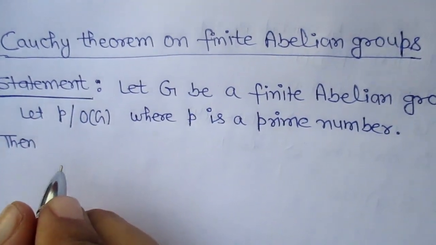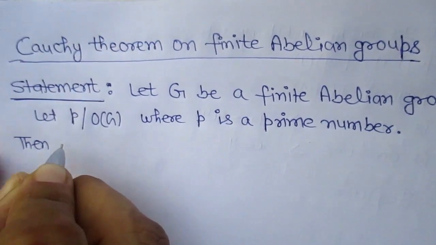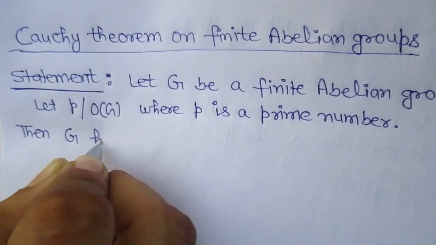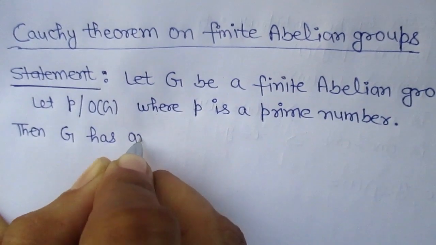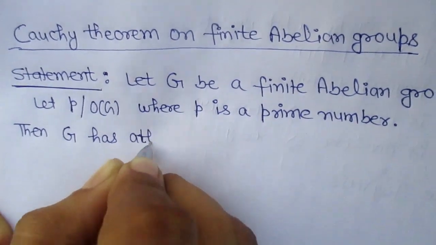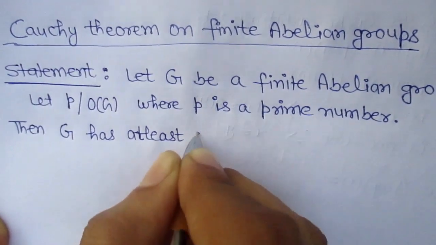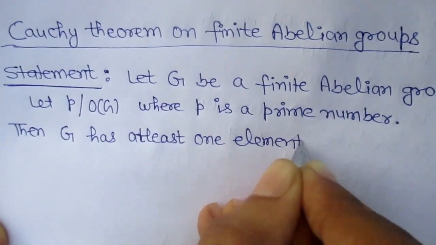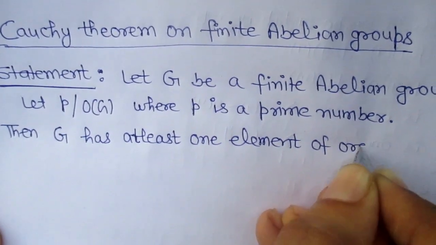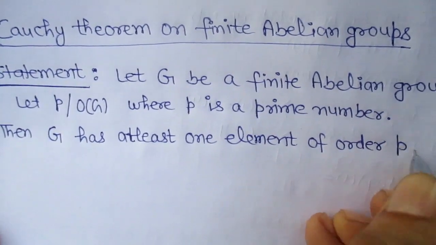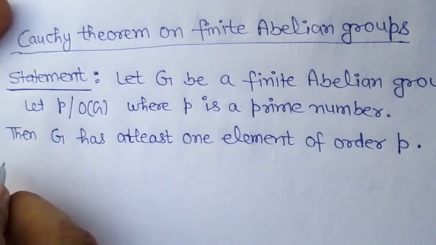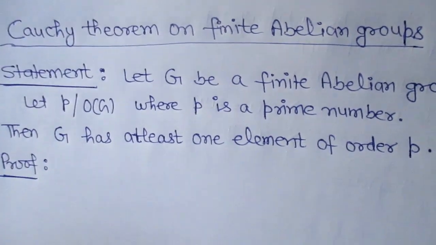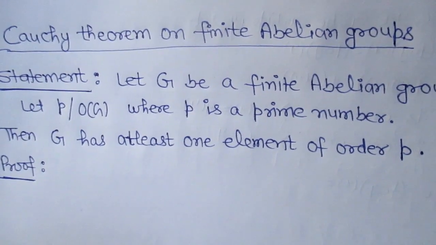Then G has at least one element of order P. अगर G फाइनाइट एबिलियन ग्रुप है और P उसे डिवाइड कर रहा है तो G के अंदर कम से कम एक एलिमेंट P ऑर्डर का होगा. प्रूफ.